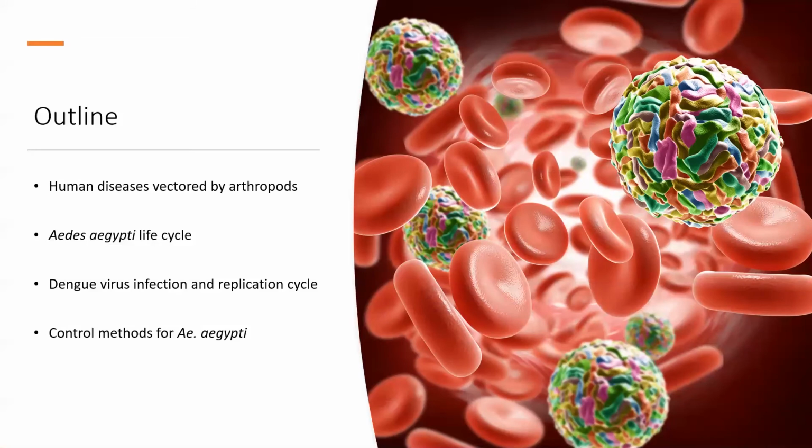And here's the outline. As I said, we'll be covering human diseases transmitted by arthropods, and Aedes aegypti life cycle, and then the dengue virus infection in both the insect and human. And we'll end with control methods for Aedes aegypti.